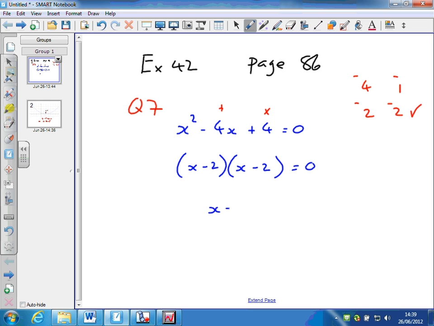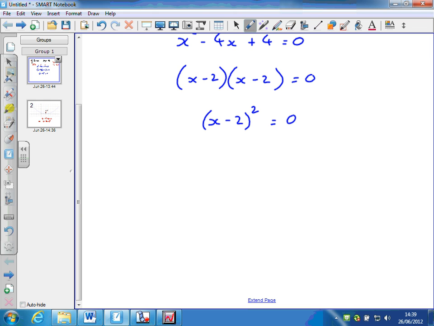squared equals 0. Or we can think of x minus 2 times x minus 2 equals 0. Well, looking at this, we can see that either the first bracket or the second bracket is 0, but they're both the same bracket. So x minus 2 equals 0 is the equation we need to solve. So x equals 2. There's only one solution for a perfect square like this.